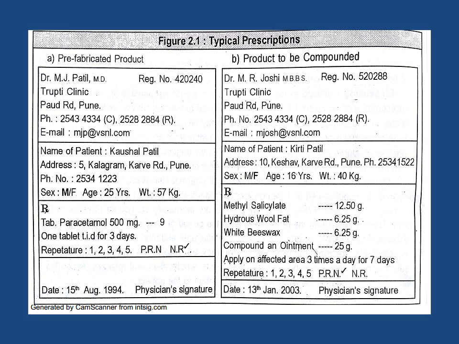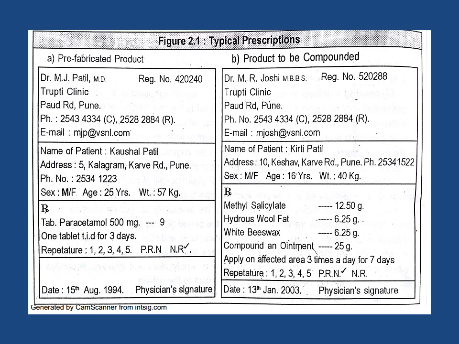This slide shows typical prescriptions. A is a prefabricated product and B is a product to be compounded. In both the prescriptions, you can see the details of the physician have been given: the phone number, email ID, registration number, the name of the patient, his address, gender, age, and the weight has also been written. And towards the end, the date and physician's signature.